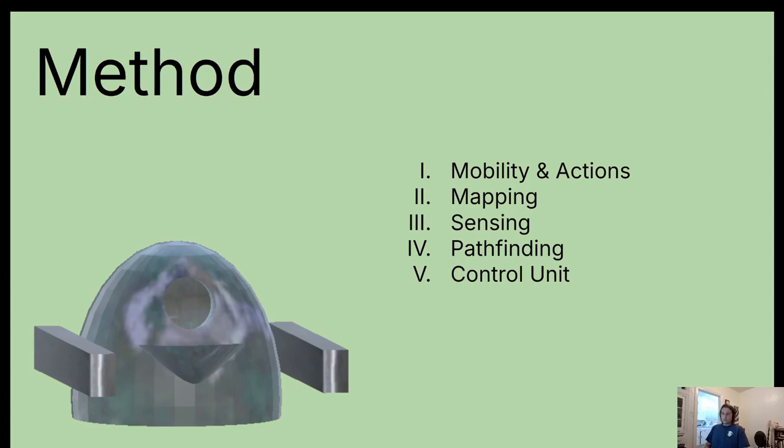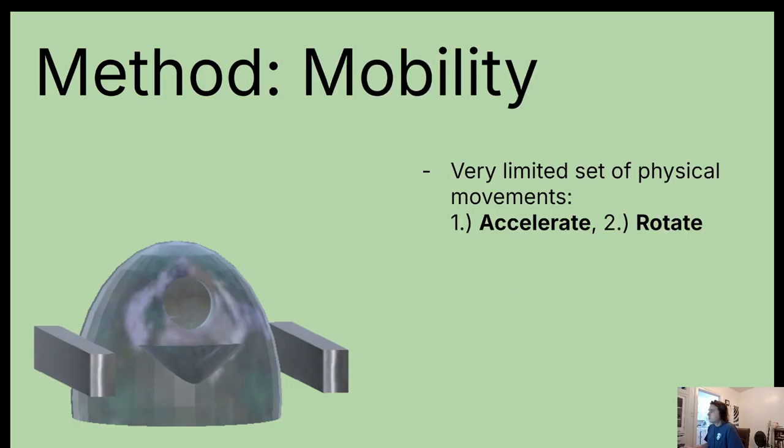So moving on to the next section, which is the method. For mobility, I wanted to give this robot a very limited set of physical movements, and that only includes two things really: accelerate forwards and rotate. So it can rotate in either direction and it can accelerate. So it's really only two values that can be manipulated by the robot itself.